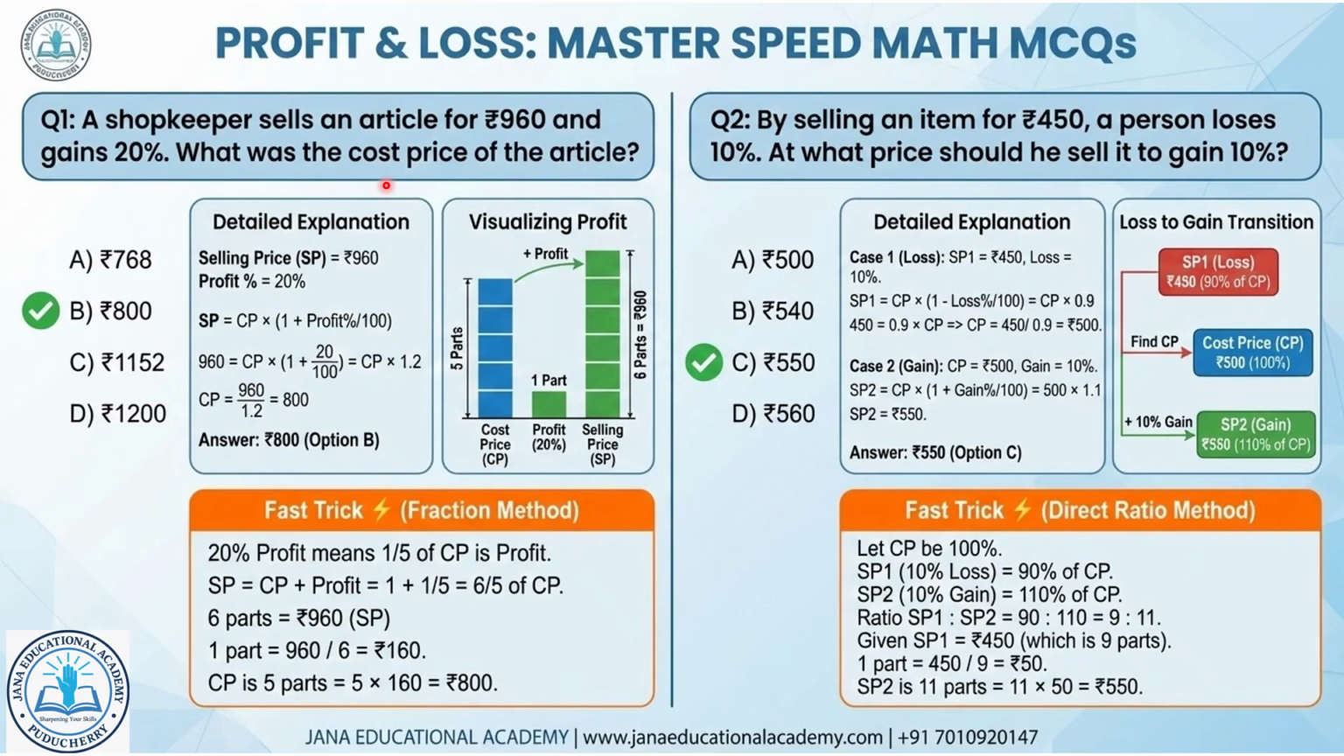Always convert the percentage into fraction. Here you see that similarly, by selling an item for 450, a person loses 10 percent. At what price should he sell it to gain 10 percent?